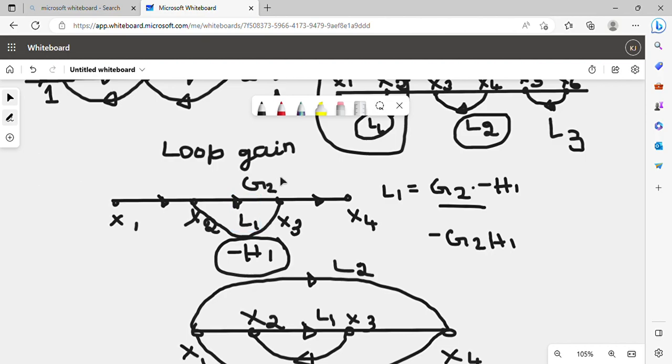And that is L1, which is equal to this branch gain into, just a minute, this minus h1. H1 is my feedback. So this is minus g2 into h1. I guess you got it right. It is the product of all the branch gains that are forming a loop, which is called the loop gain. And this loop gain for L1 is given by this branch gain g2 into this minus h1, or I can say it as minus g2 into h1.